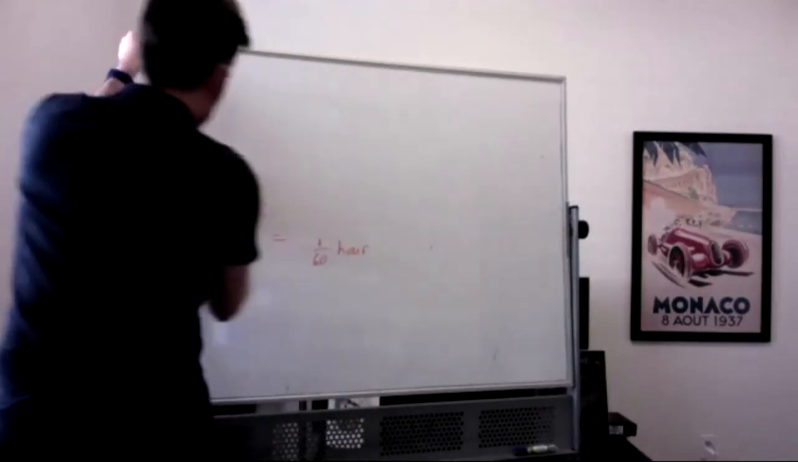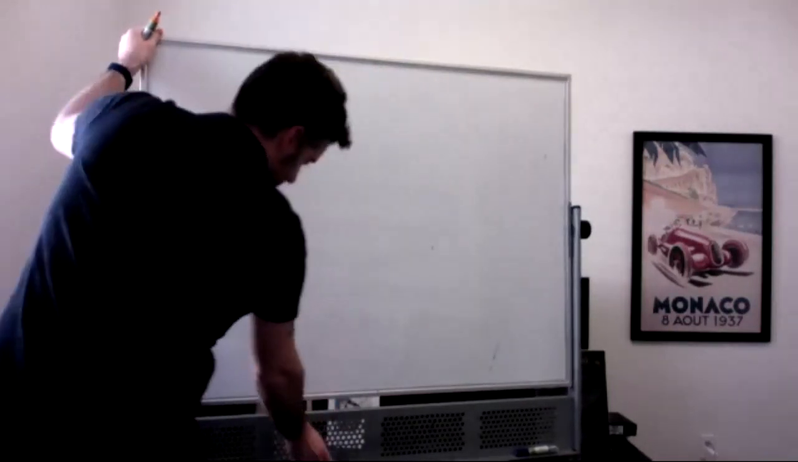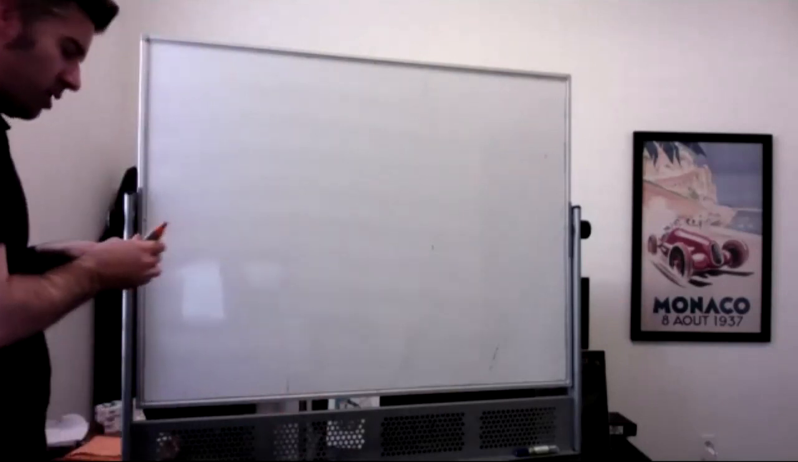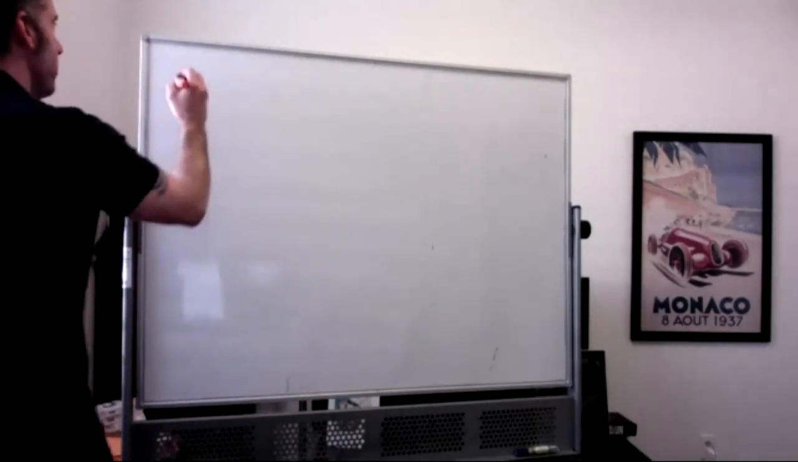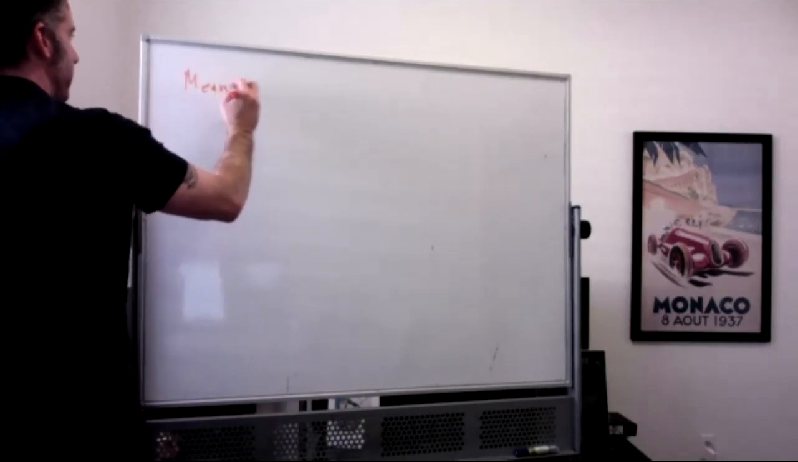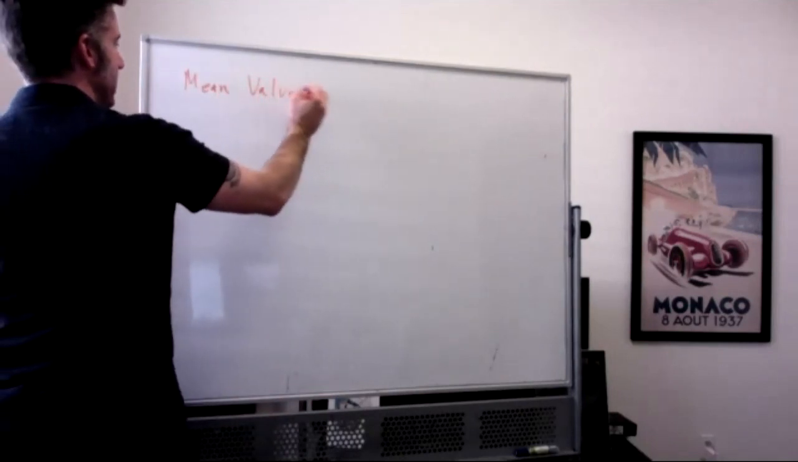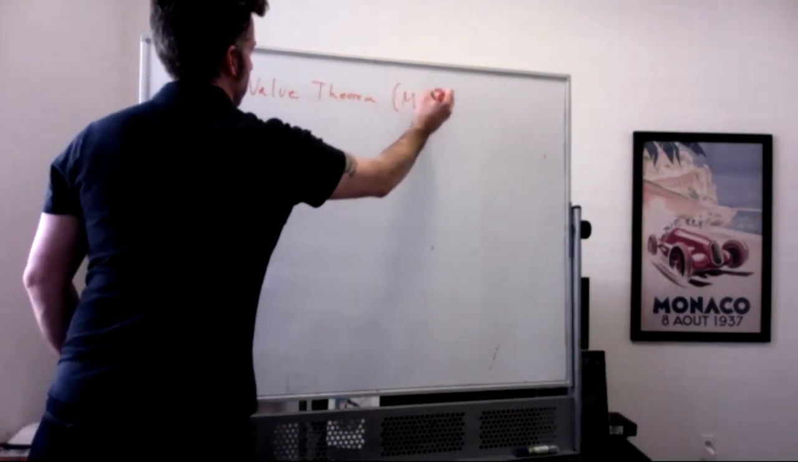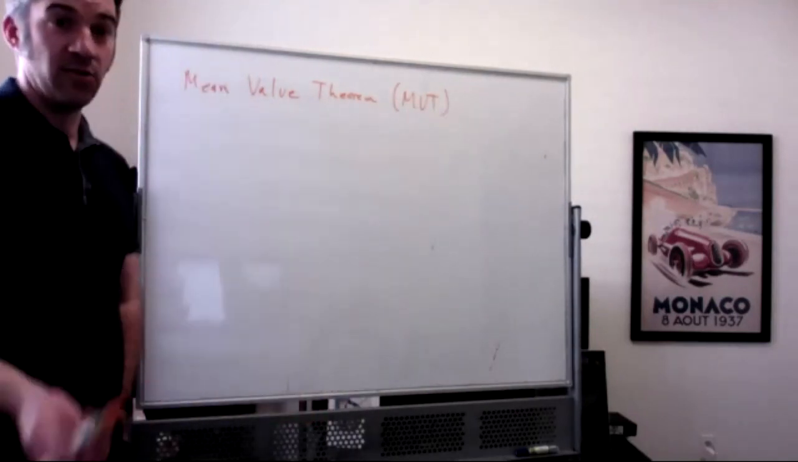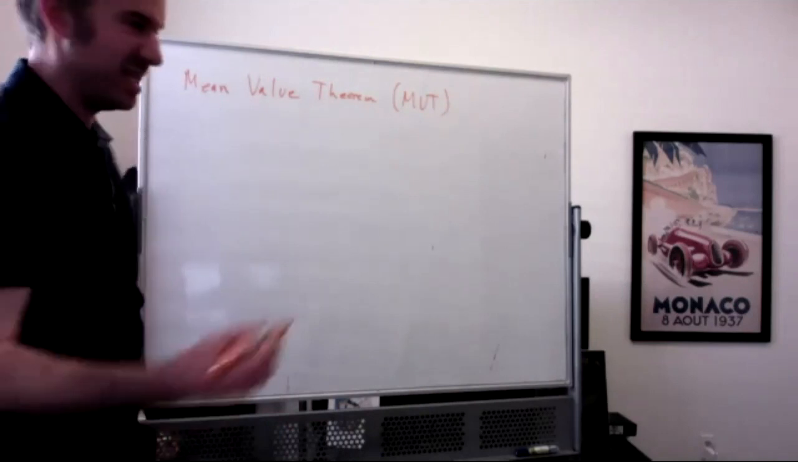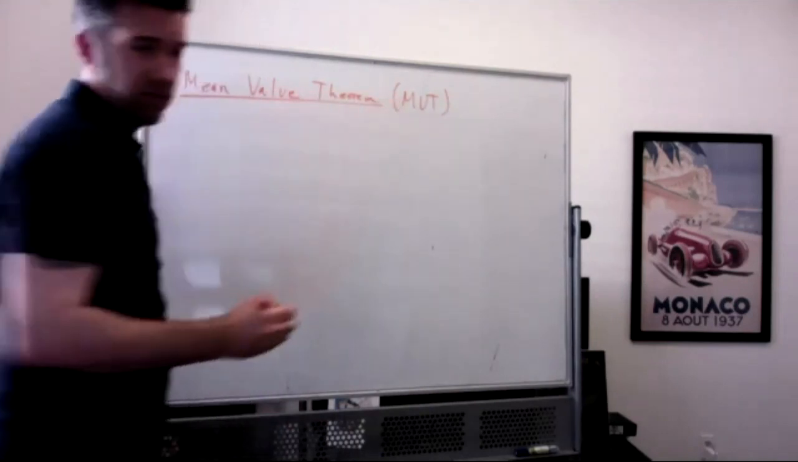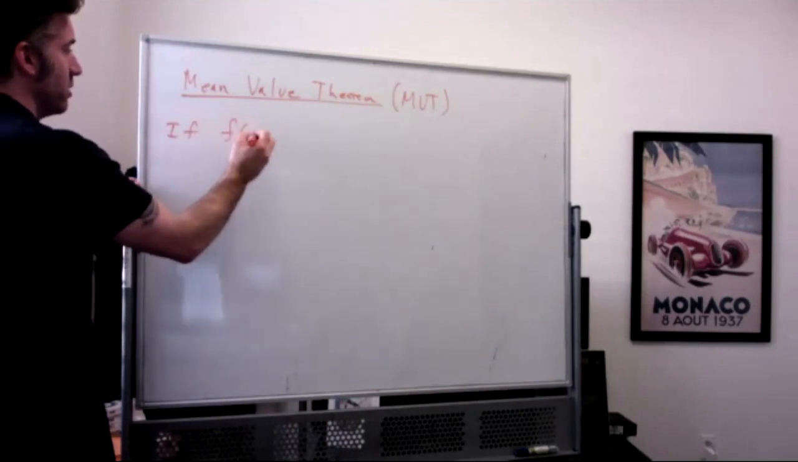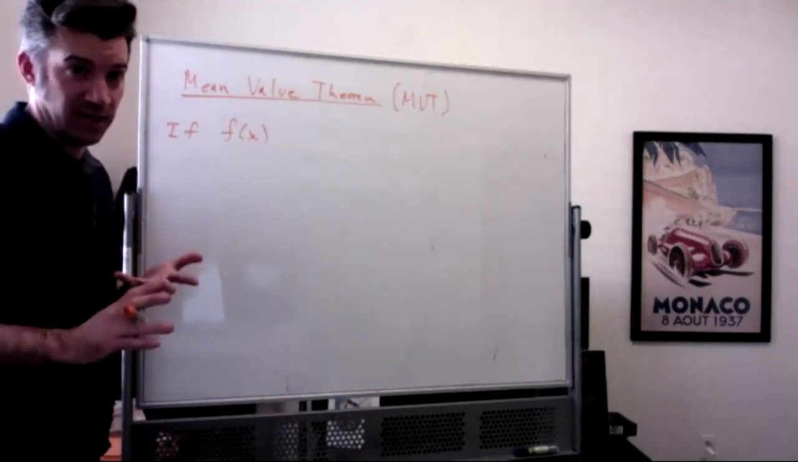So here's how the mean value theorem is typically stated. The mean value theorem, which we often abbreviate as the MVT, just like we abbreviate the intermediate value theorem as the IVT, says the following. If your function has to be continuous and differentiable, right?